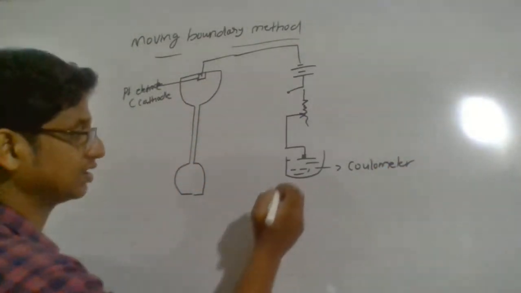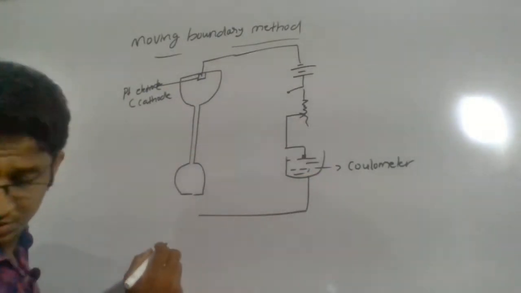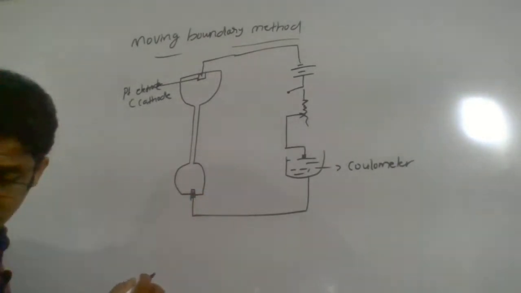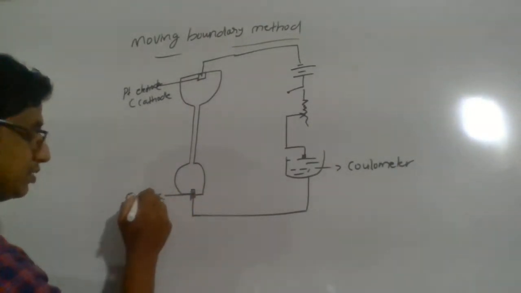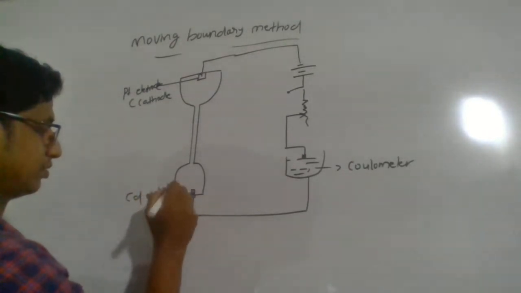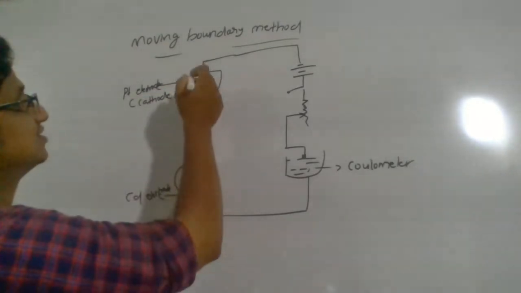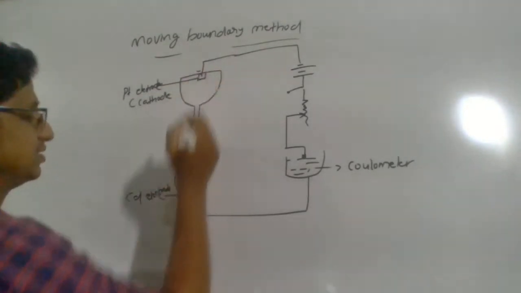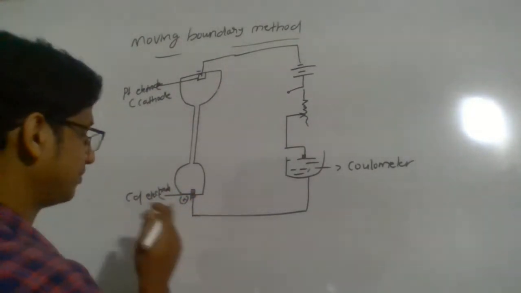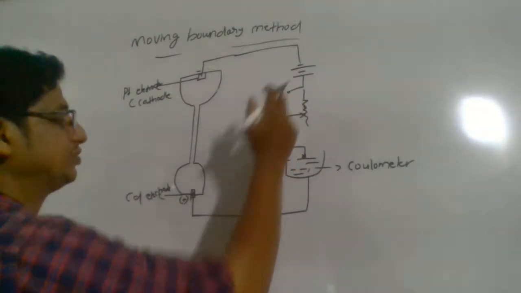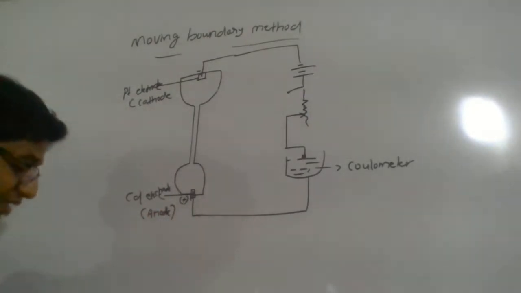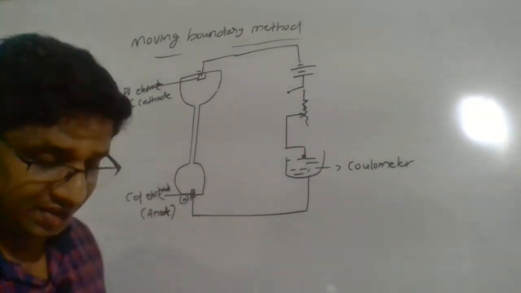Then this is connected to this electrode. Here we are using a cadmium electrode, which acts as the anode, and this is the cathode. This cadmium electrode is connected to the positive terminal, so this is the anode for you.